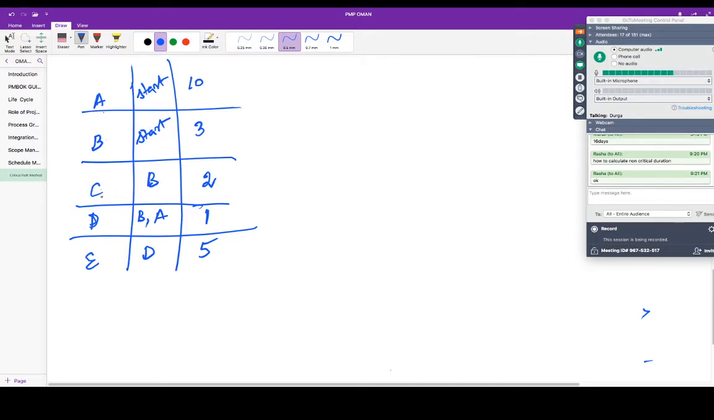The predecessor for C is B, finish to start relationship. If it is not given, by default it is finish to start relationship. In your examination also they will give only finish to start relationship. For D, B and A both are predecessors. For E, D is the predecessor, and their respective duration is given here.